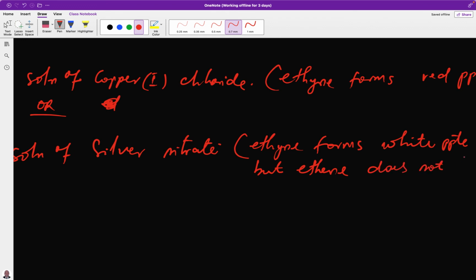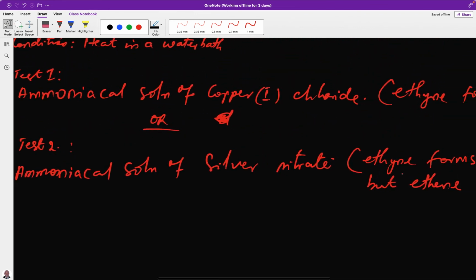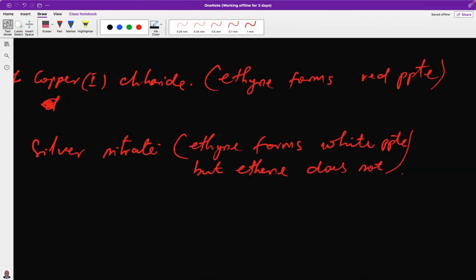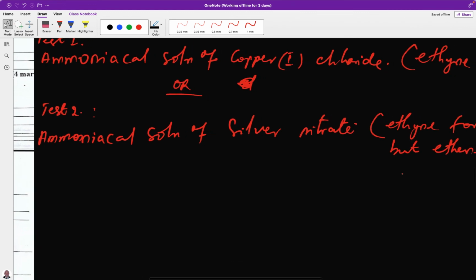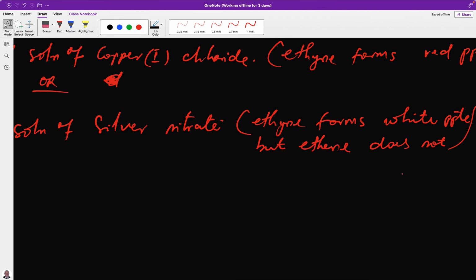That's just all. So there are two solutions, as I said. With ammoniacal solution of copper 1 chloride, ethyne forms a red precipitate, whereas ethene does not. If you decide to use test 2, ammoniacal solution of silver nitrate, ethyne will form a white precipitate, whereas ethene does not. That is just all.